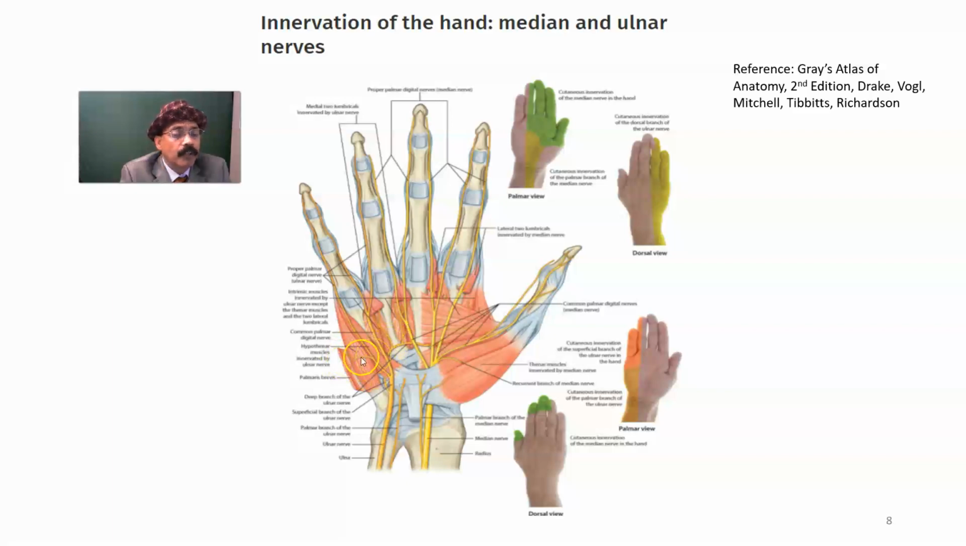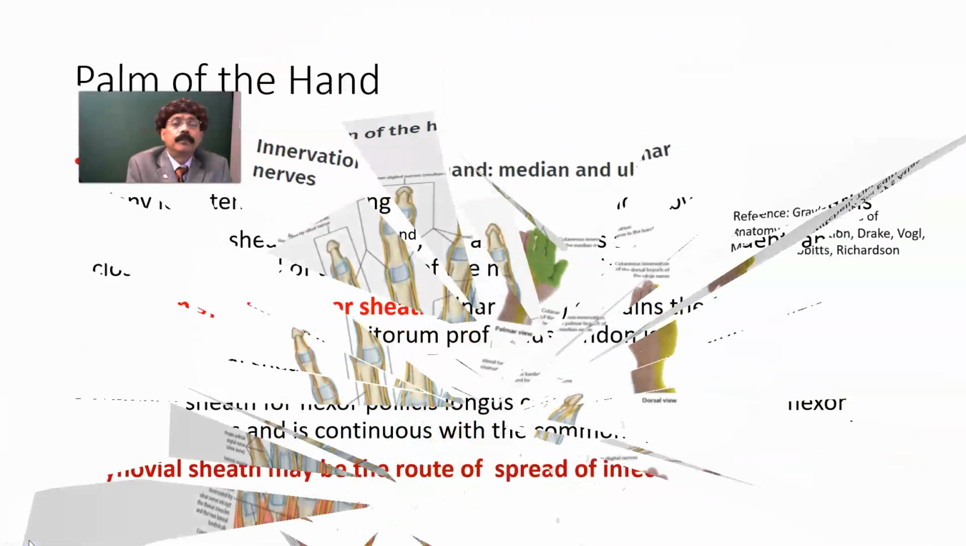Palmar interossei and dorsal interossei are innervated by the ulnar nerve. How about the lumbrical muscles? First and second lumbricals by the median nerve, third and fourth lumbricals by the ulnar nerve. So the lumbrical has dual innervation, like the brachialis muscle. Pectoralis major muscle and subscapularis muscle also have dual innervation. Okay.